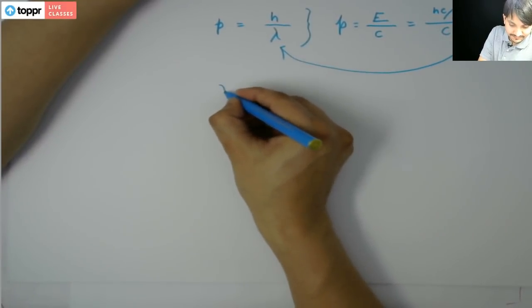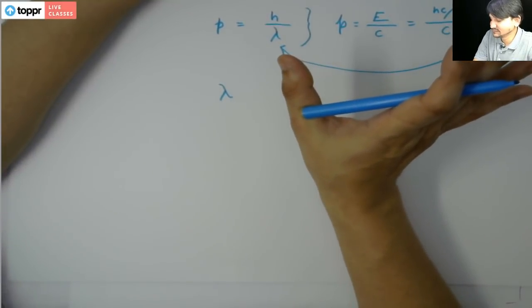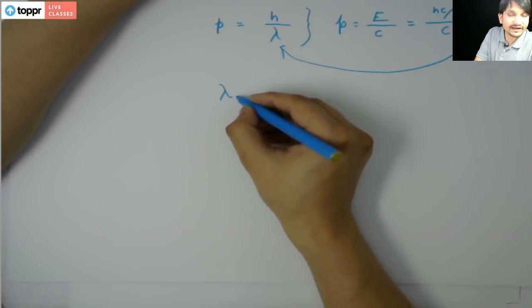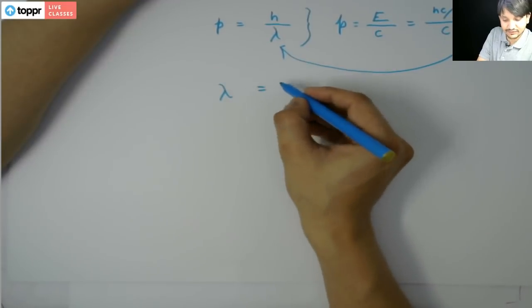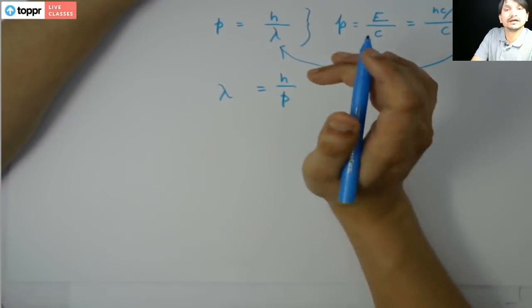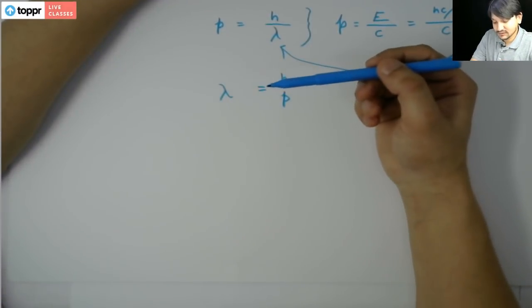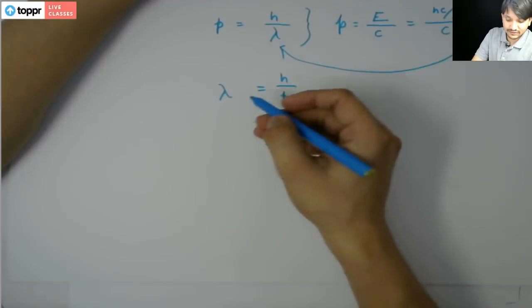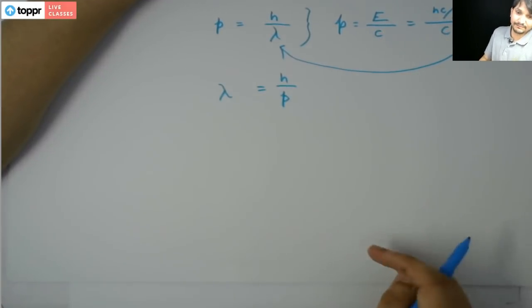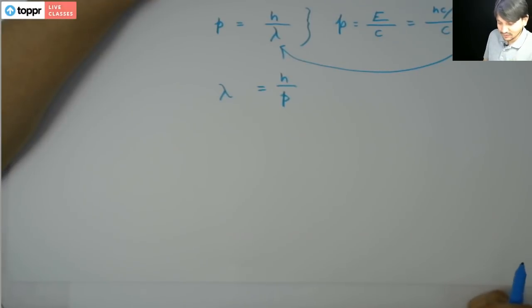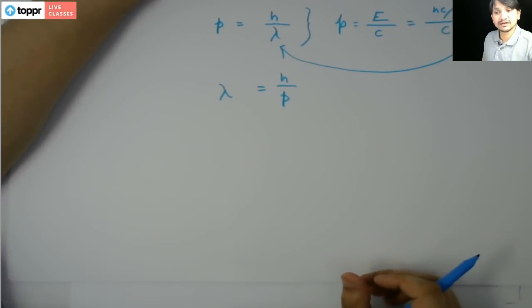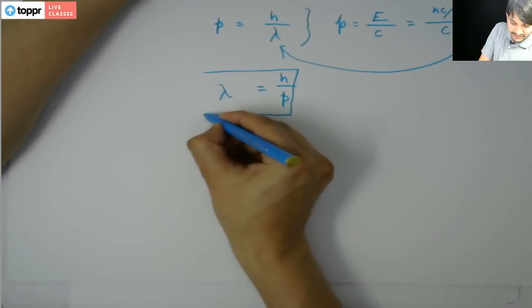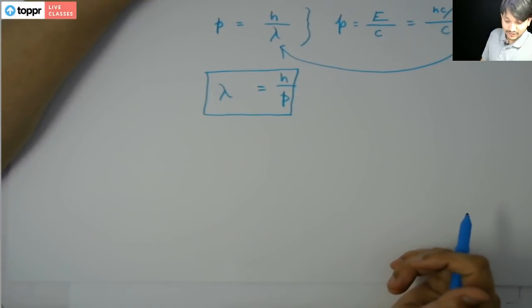Using this we can relate lambda with h and p. So if we are given the linear momentum of that photon, we can find lambda using lambda equals h by p. And if we know the wavelength of that photon, that is lambda, then we can find p, the linear momentum, using this equation lambda equals h by p. You have also heard about de Broglie wavelength. So this is the equation you can use for de Broglie wavelength.